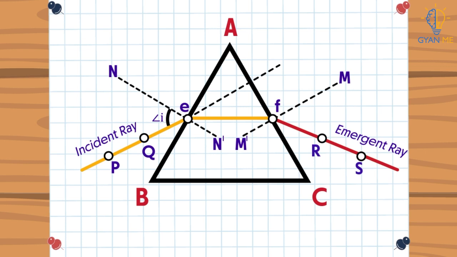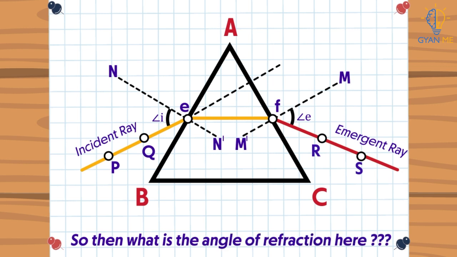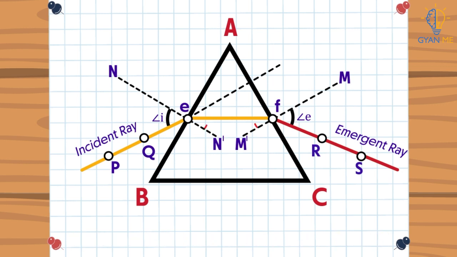This ray forms this angle with the normal MM' and it is called as angle of emergence, that is angle E. So then what is the angle of refraction here? Yes, it is this. Mark these angles, that is, angle of incidence I, the angle of refraction R, and the angle of emergence E on the sheet.